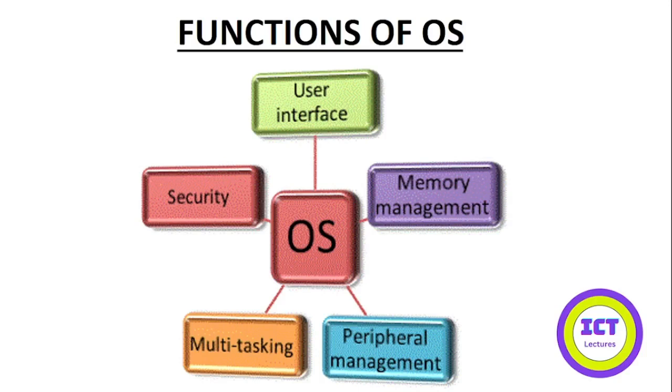A computer system cannot function without this type of software known as the operating system. It is also referred to as system software. That's why it's very important for us to understand the various functions of the OS. Now, as you can see from this particular diagram, the OS has different functions that you're going to look at.